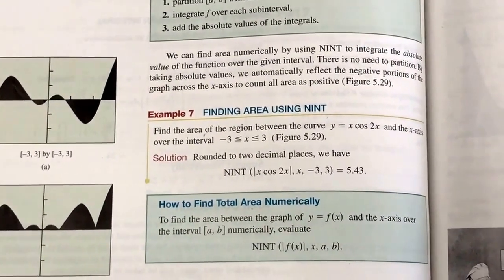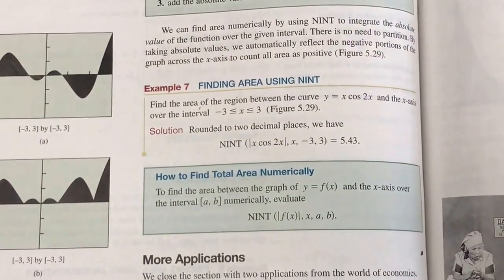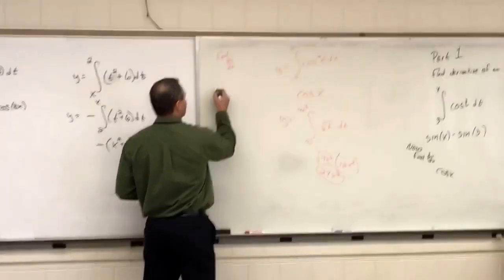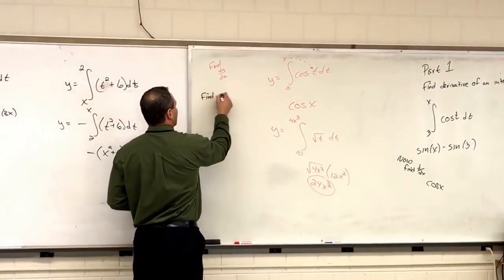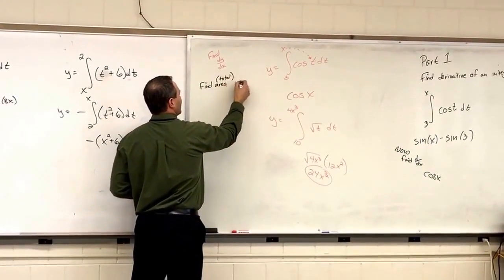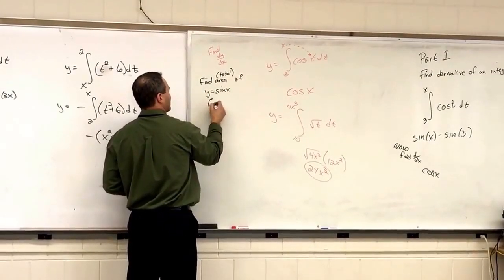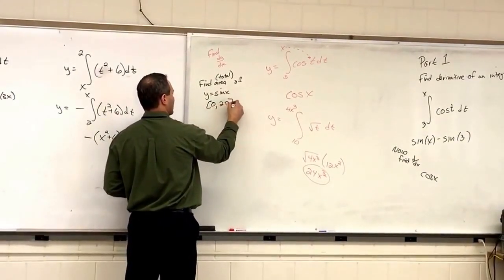Do you want to write that down so we can visually see what that means? Do you want an example? You would put in the absolute value and then do the integral. Yeah. So let's say find the total area of sine x from 0 to 2 pi.